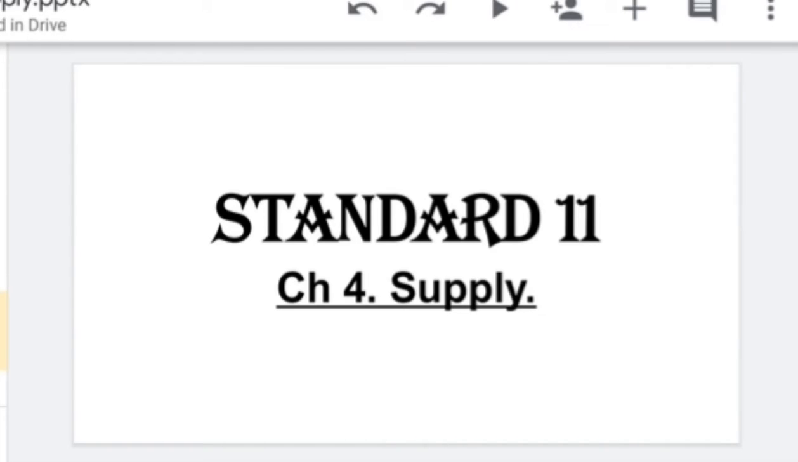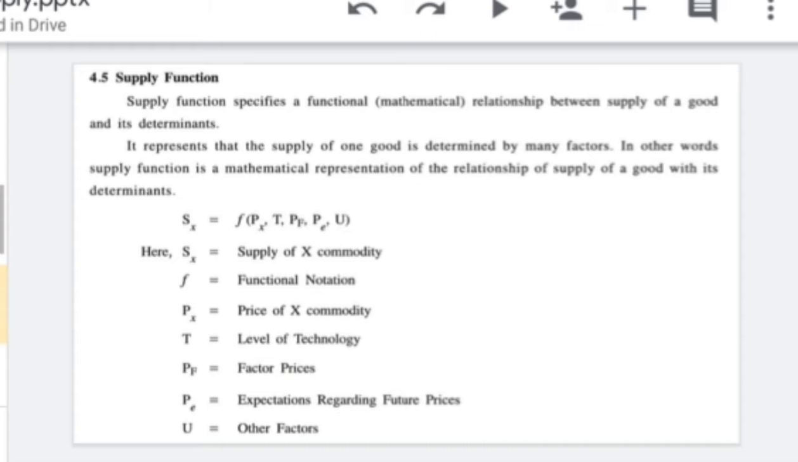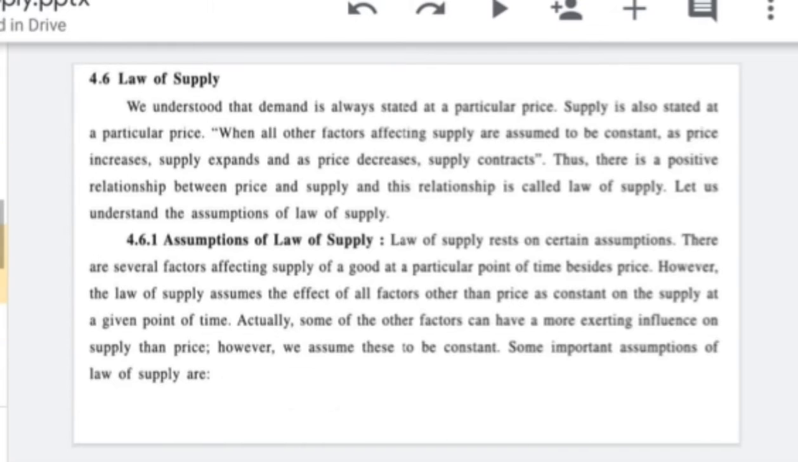Hello students, let us continue chapter 4, supply. Supply function, 4.5, is not included in the syllabus. So we will see further, 4.6.